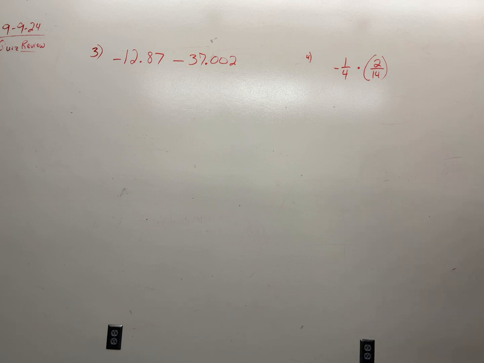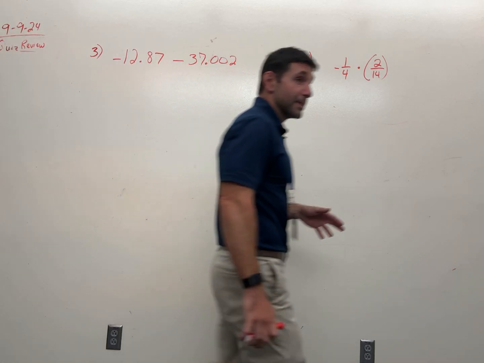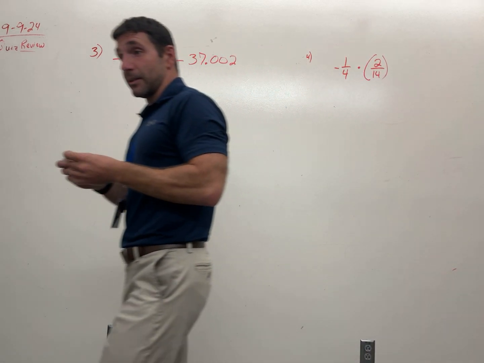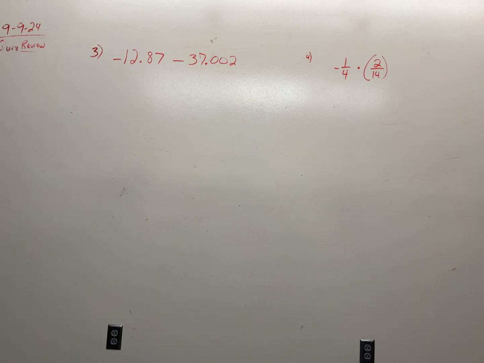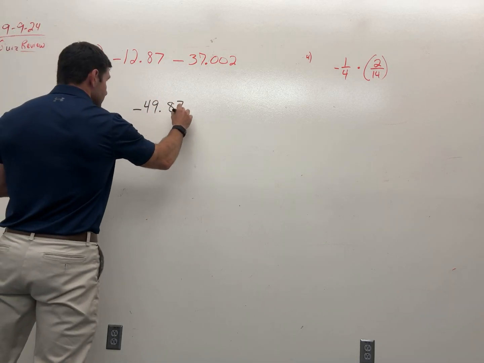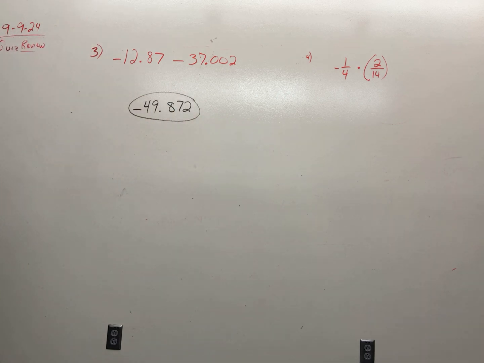Thank you. Okay, here we go. Get your calculator. Again, the tool is your best friend. This is simply a subtraction problem. In your calculator, we're going to do negative 12 and 87/100 minus 37 and 2/1000. And we get a decimal that looks like this. Negative 49 and 872 thousandths. What questions do we have there?